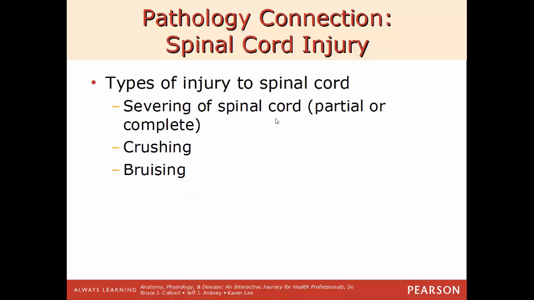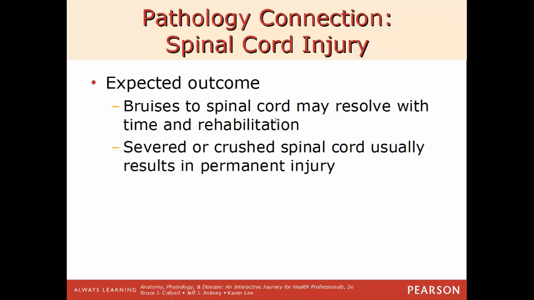There are various types of injury at the spinal cord, depending on how severe the damage is. You can have a severing of the spinal cord, either partial or complete. There can be a crushing of the spinal cord. You can also have a bruising of the spinal cord. The expected outcome: bruises to the spinal cord may resolve with time and rehab, but a crushed spinal cord or a severed spinal cord usually results in permanent injury.